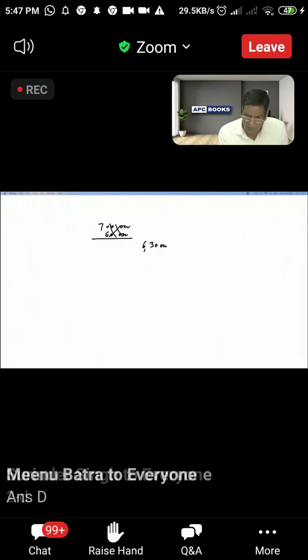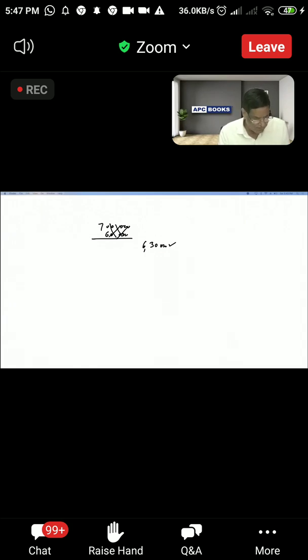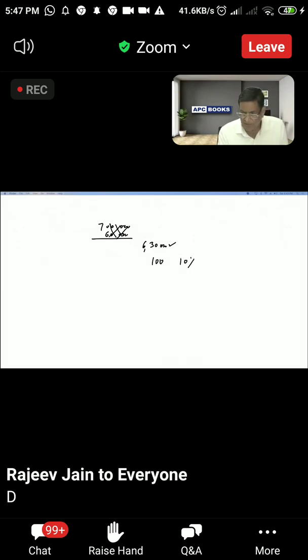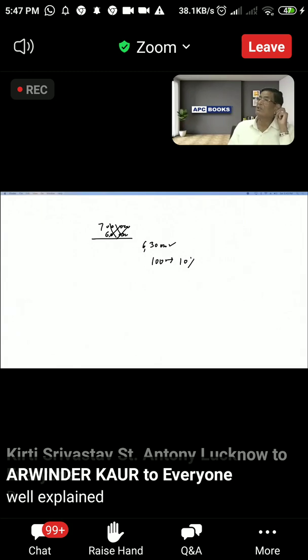Difference may be goodwill or capital reserve. Purchase consideration 630, and debentures of 100 each were issued at 10% premium. The question is, how many debentures were issued?